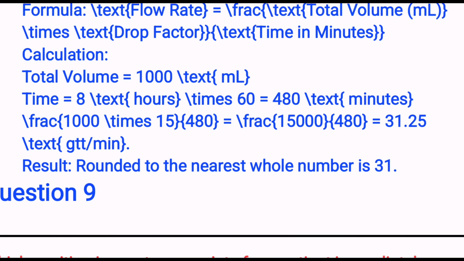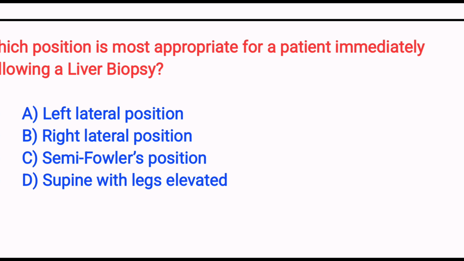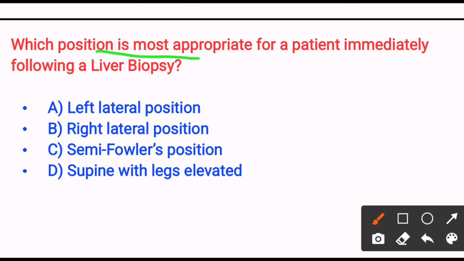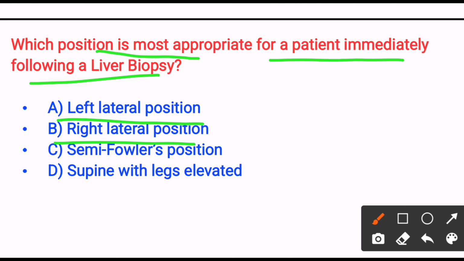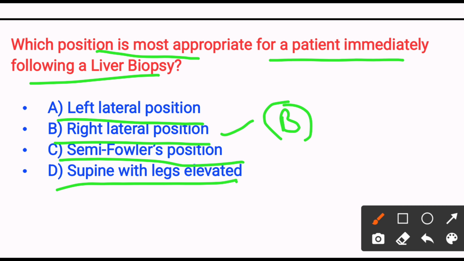Next, which position is most appropriate for a patient immediately following a liver biopsy? Option A, left lateral position. Option B, right lateral position. Option C, semi-Fowler position. Option D, supine with legs elevated. The answer will be option B, right lateral position.